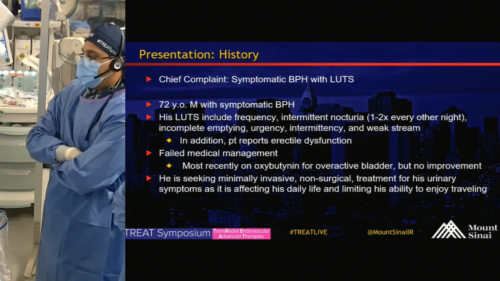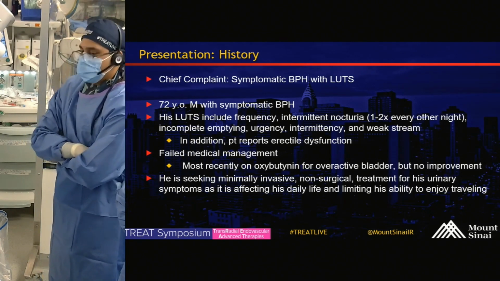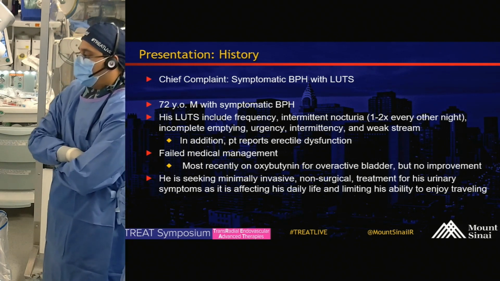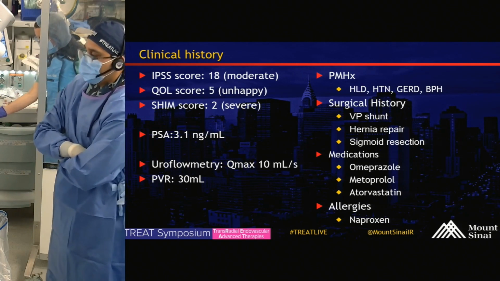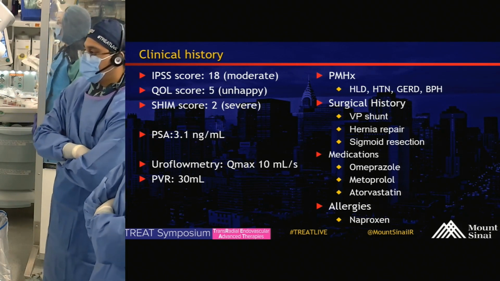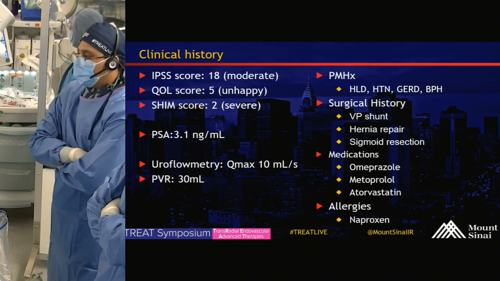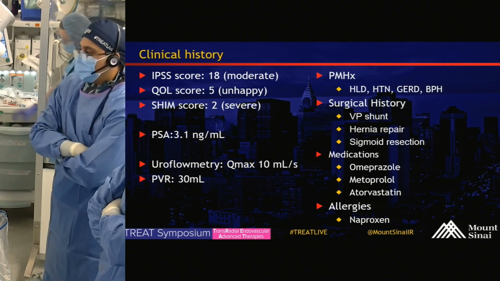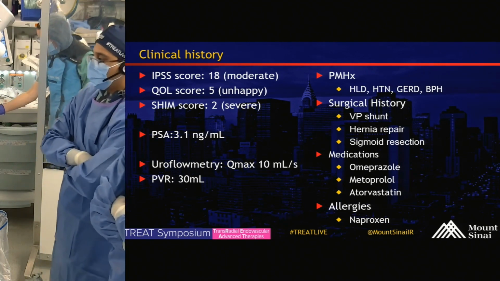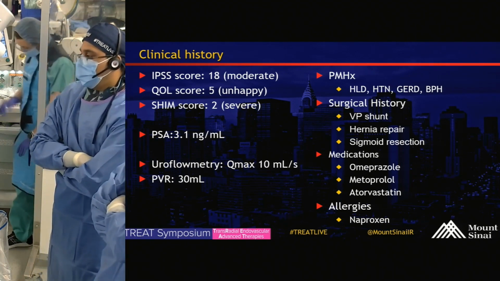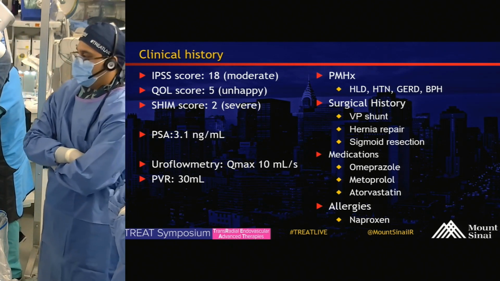He's seeking minimally invasive, non-surgical treatment for his urinary symptoms as it's affecting his daily life and his ability to enjoy traveling. His IPSS score is 18, that puts him in the moderate range. His QOL score is 5, making him unhappy. SHIM score of 2, severe ED. PSA last year was 3.1. In-office uroflow, Qmax was 10 mL per second, and his post-void was about 30 cc's.